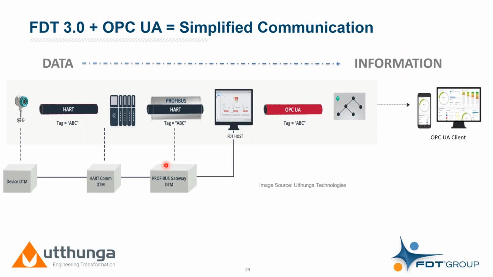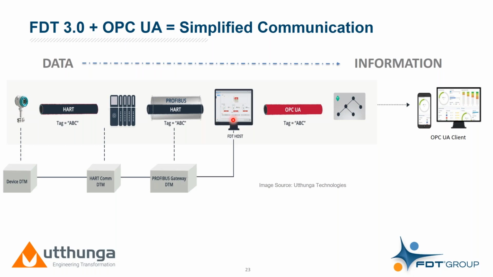So FDT 3.0 and OPC UA actually simplify the communication from the field device to the upper layer. As you can see here, this is a real-world example where you have HART field devices connected to the host system or DCS via a gateway. The process values fetched by these devices will travel as a HART network packet and reach this gateway, where the HART packet will be embedded in a Profibus packet, and then fed to the FDT system.